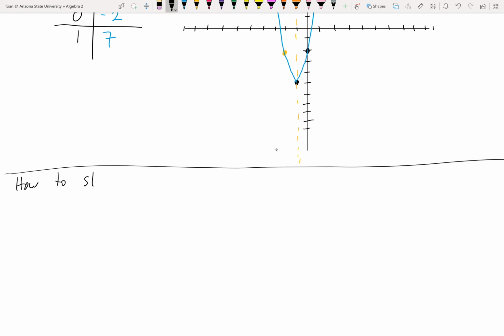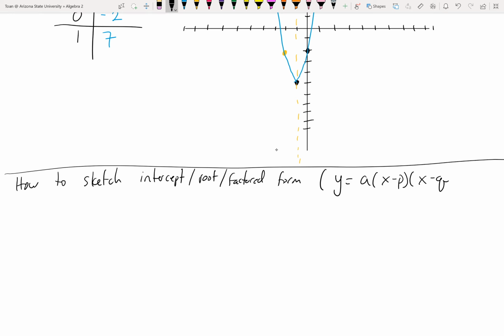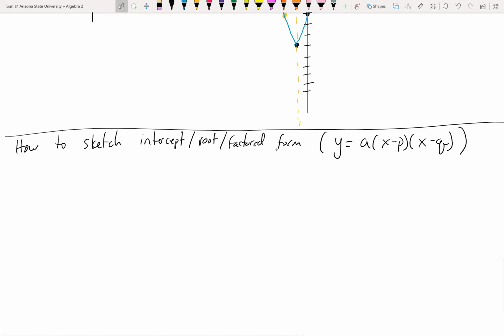How to sketch intercept form. It's also known as root form. It's also known as factored form. And if you forgot what that is, it's of the form y equals a, x minus p, x minus q. The reason why we call it intercept form, just like how vertex form gives you information about the vertex, is that intercept form gives you information about the x-intercepts.